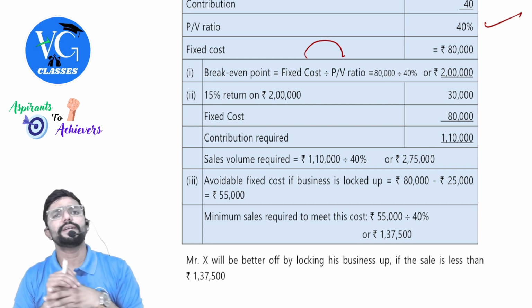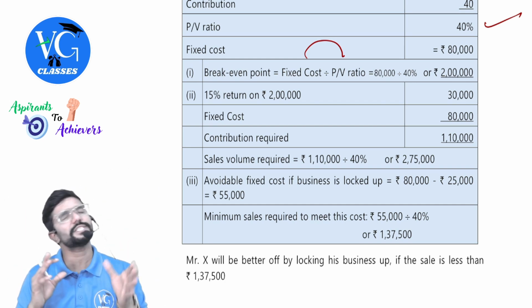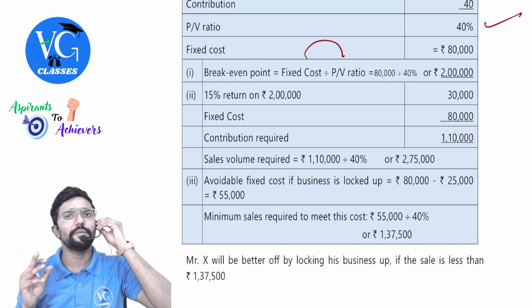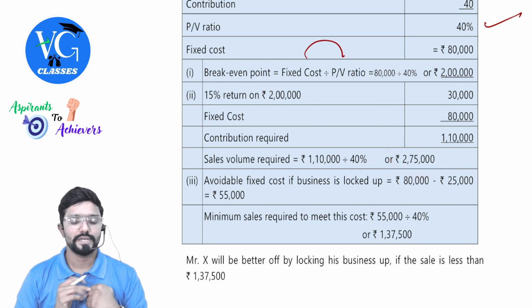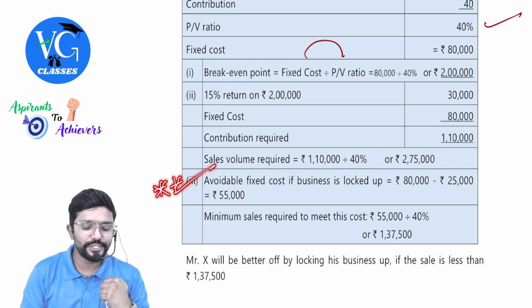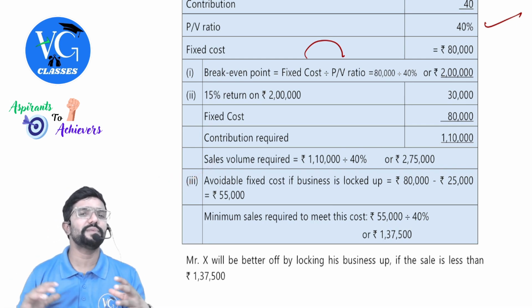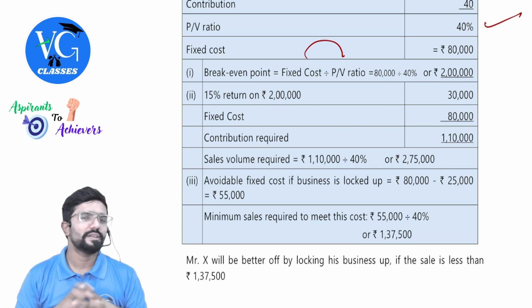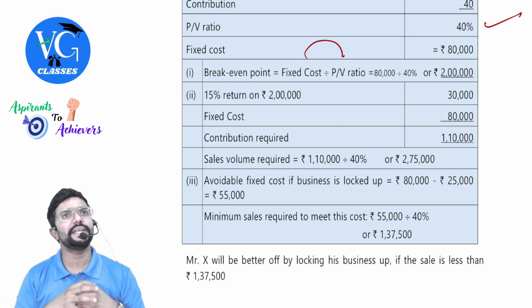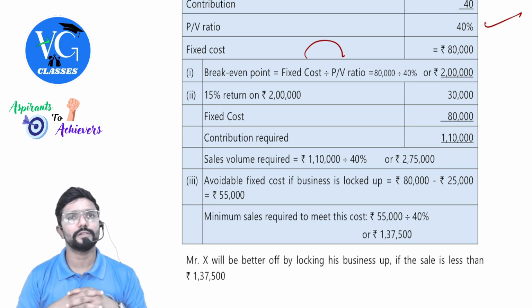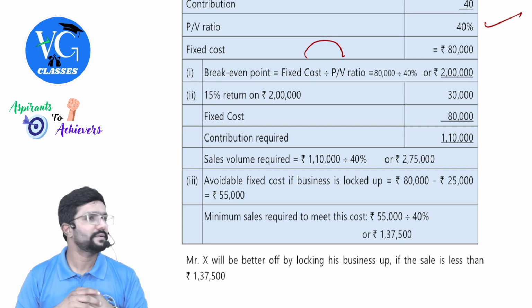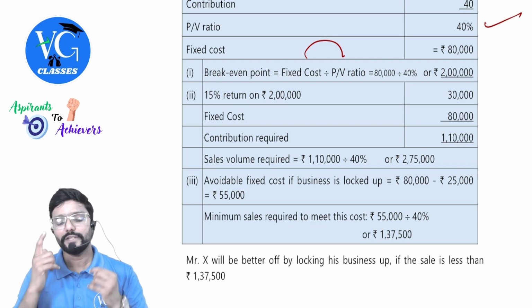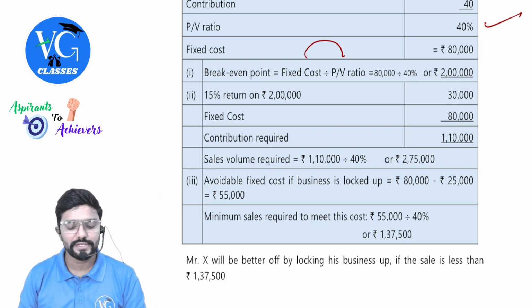Apply the required sales formula: fixed cost plus desired profit divided by PV ratio. That gives 2,75,000. Now, this is important, guys. Nothing about shutdown has been explained in the ICM material. There are two topics which they have not explained in detail in the ICM material, but here the question is asked. I will explain it. Don't worry. One is the shutdown point. The other one is the indifference point, which I will also make you write a few things on.